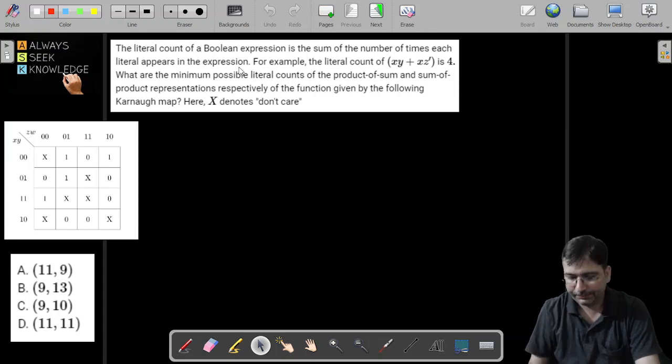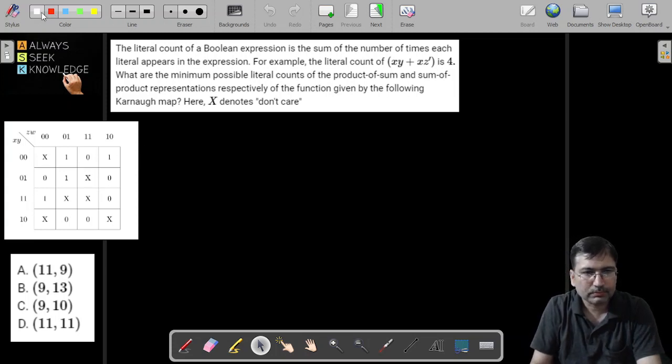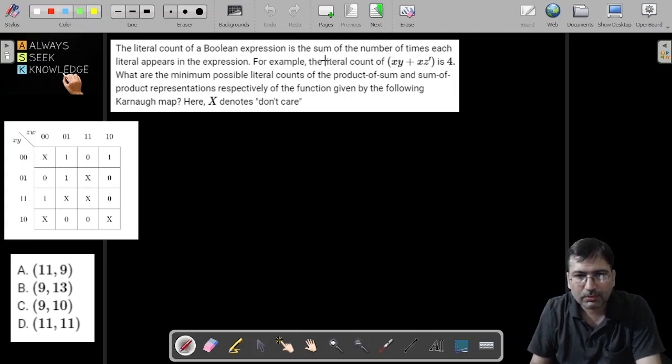Hello everyone. In this lecture, we are going to solve this problem. In this problem, we need to count the number of literal count.